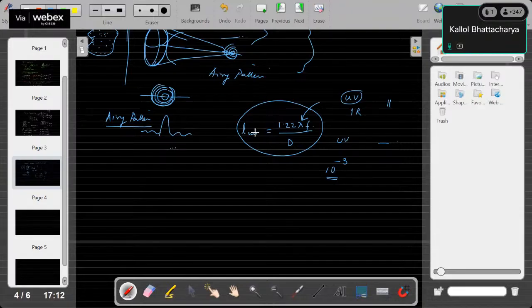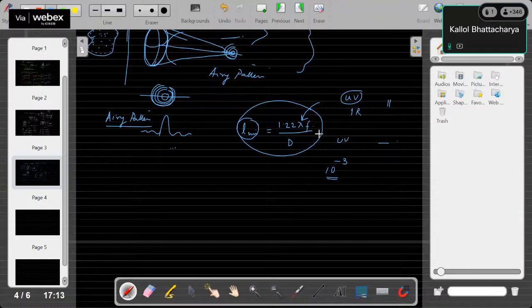which means you can increase the resolution. You can decrease L minimum, the minimum resolvable distance, by 10 to the power 3 times. That is, you can increase the resolution, which is the reciprocal of L minimum, by 10 to the power 3. Okay, so this relation just gives you a cue that if you use electrons as imaging radiation, then you can go to very high resolution, about 10 to the power 3 times the resolution of UV. And this led to the evolution of electron microscopy.